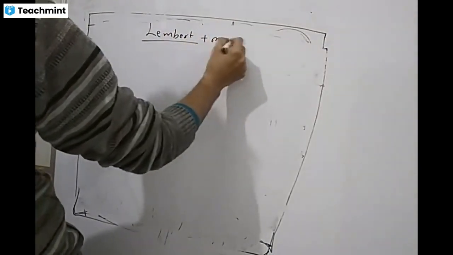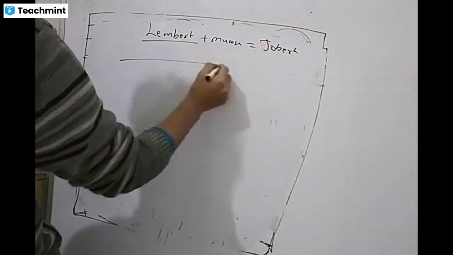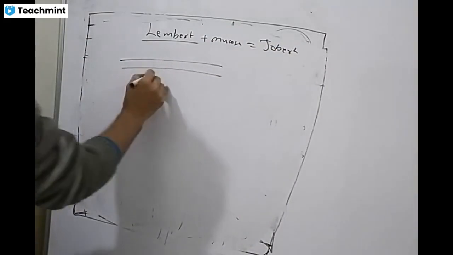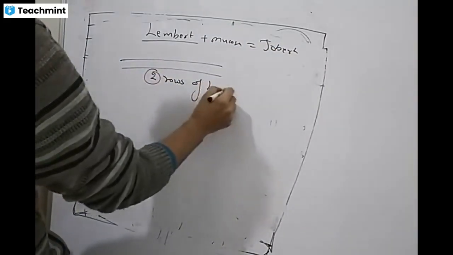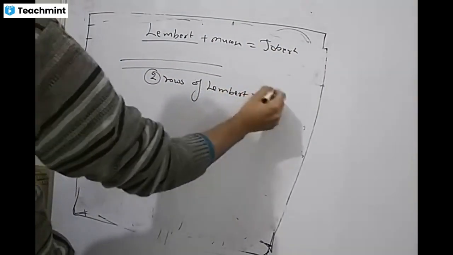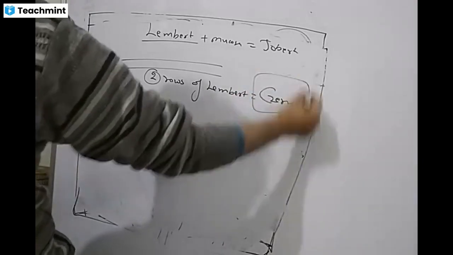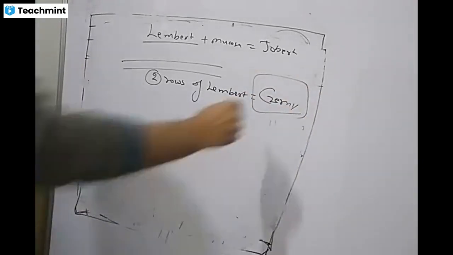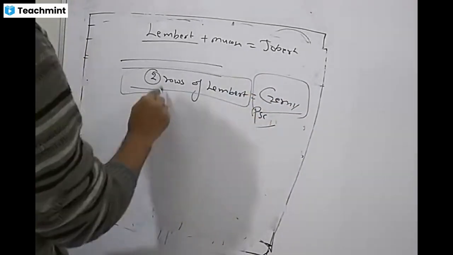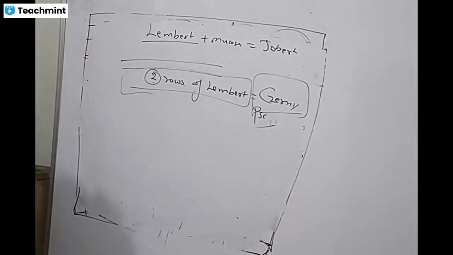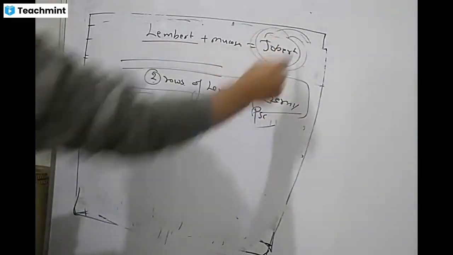Lambert plus mucosa equals Joubert. If we place two rows of Lambert, then again the name changes. It is called Czerny suture. This was asked in one PSC exam, what is the terminology used when a double row of Lambert is taken. In one exam they asked, if we take Lambert with mucosa, it will be Joubert.